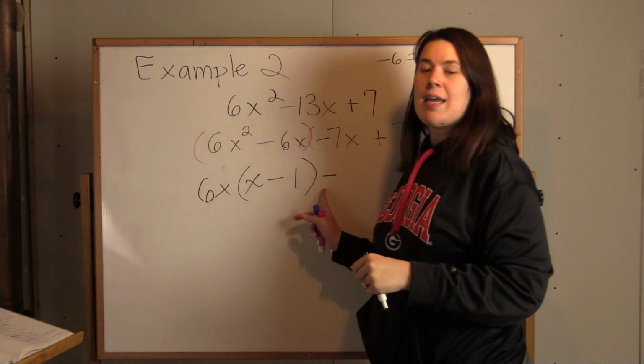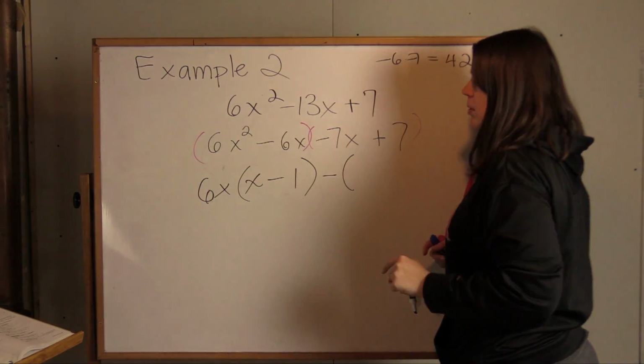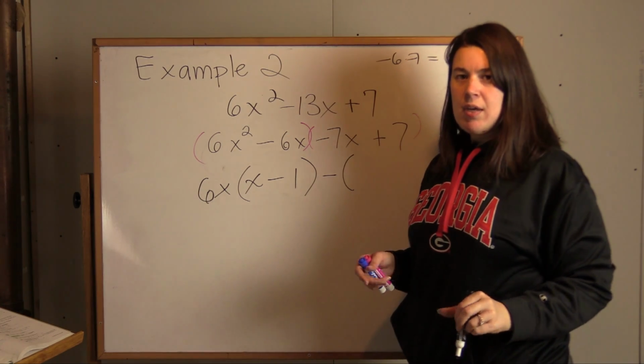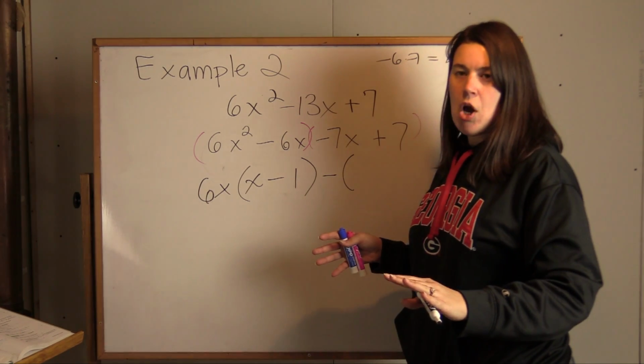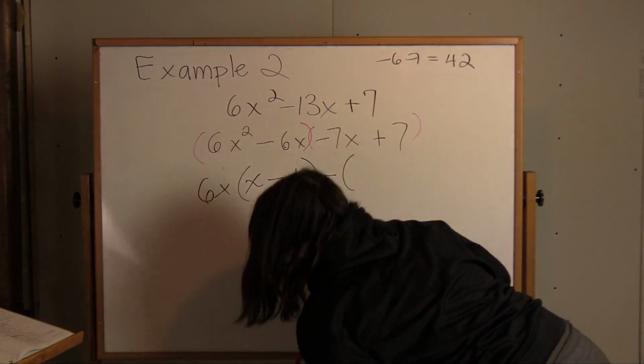So if I take a negative away, the first part is going to become positive and the second part is going to become negative. Now, before I do that, I want to go ahead and know what am I factoring out. So I guess I really shouldn't have put that parenthesis yet.